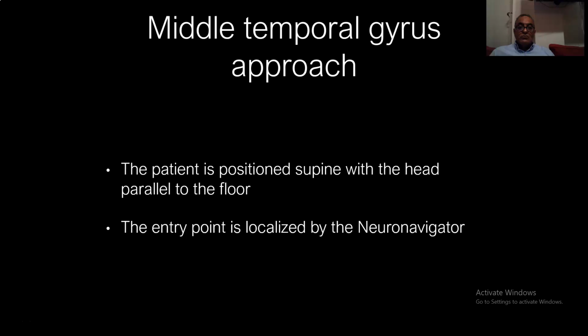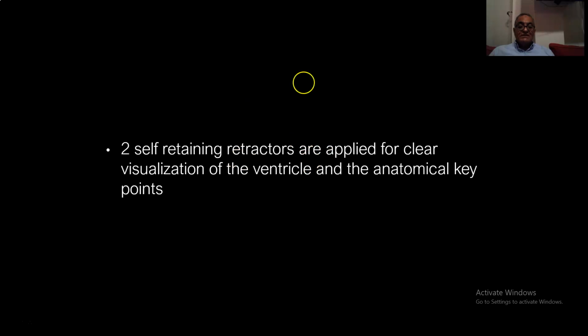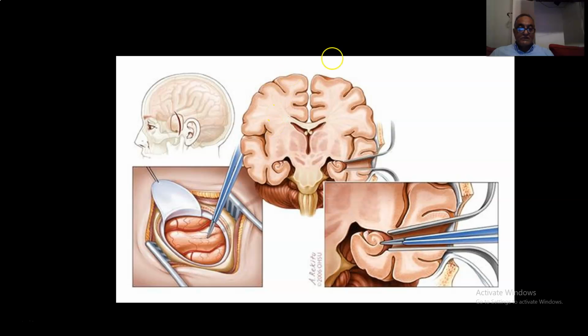The transcortical, which is the easiest and the most simple, we go through the middle temporal gyrus. It's not as important as the superior temporal gyrus. You can go from the left or the right side, no problem. The middle temporal gyrus: patient is positioned supine, head parallel to the floor. Entry point is localized by the neuronavigator. This is the neuronavigator, and this is the medial temporal region where we are going to target the part we are going to excise. Two self-retaining retractors are applied for clear visualization of the ventricle and the anatomical key points.